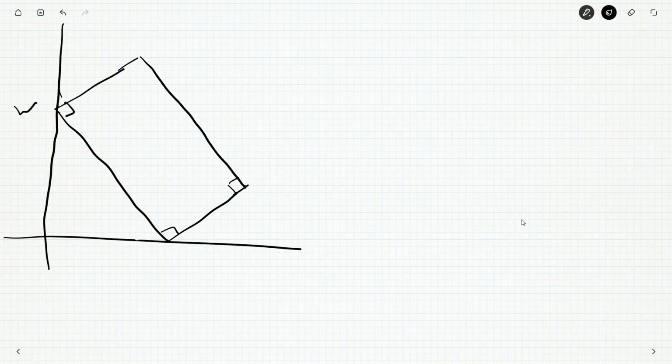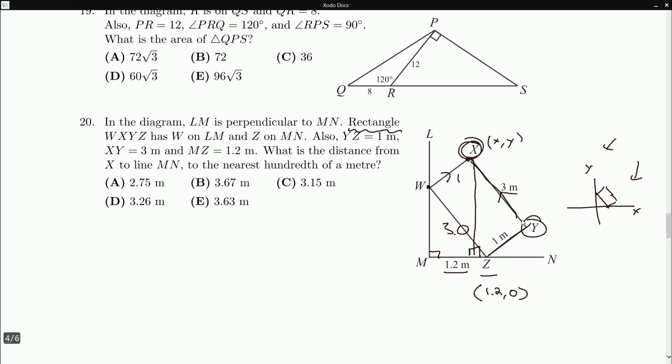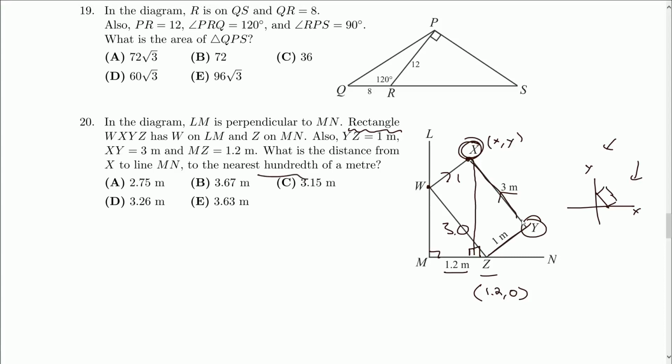Okay, here's W. We've got 3 here, 1.2. It's very interesting that they chose 1.2. We've got 1, 3, 1. We've got X up here, right angles abound. And we are asked for the distance from X to MN to the nearest hundredth of a meter. So if you didn't already have your calculator out, I would suggest you get it out.